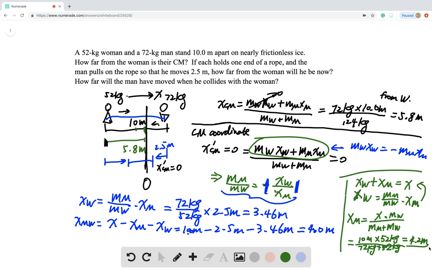The last question might be even easier if we consider that when they collide, they will both be at the center of mass. Since the woman is originally 5.8 meters from the center of mass and the man is originally 4.2 meters from the center of mass, the man will have to move 4.2 meters so that they could both be at the center of mass. So that is a little tricky. That's a shortcut to get the answer.